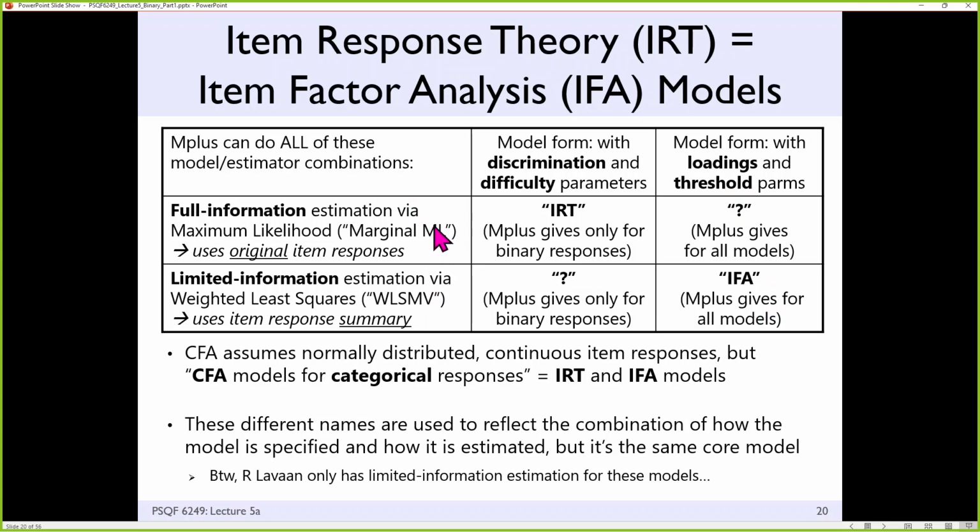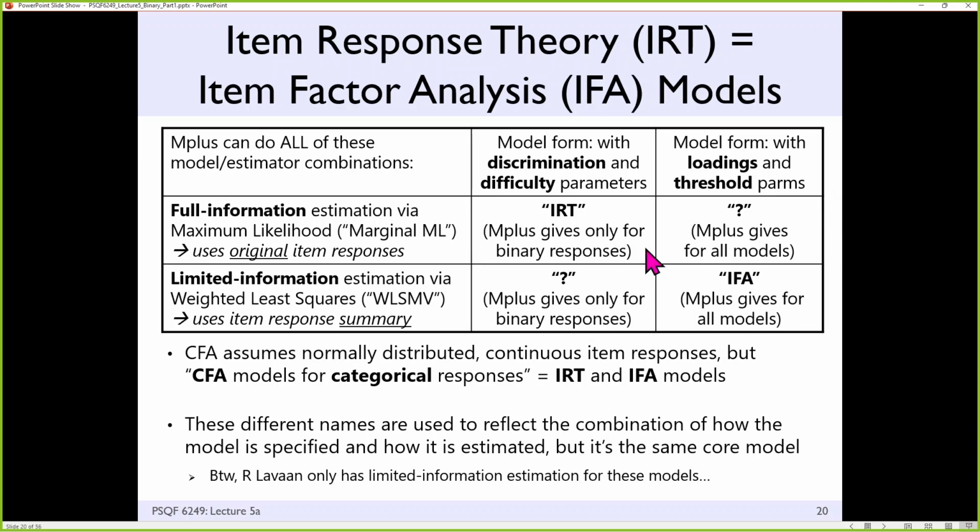The other distinction is how we estimate them. Traditionally, if we use full information maximum likelihood, meaning we use all of the original responses and we get parameters that tell us about difficulty and discrimination, we call that IRT. If we switch estimators and talk about it using limited information, meaning we start with a summary of the data and estimate the model on that summary, that is more commonly done using loadings and thresholds in IFA. So these words correspond to two differences at the same time: what the model looks like in terms of what the parameters are, and how it's being estimated.